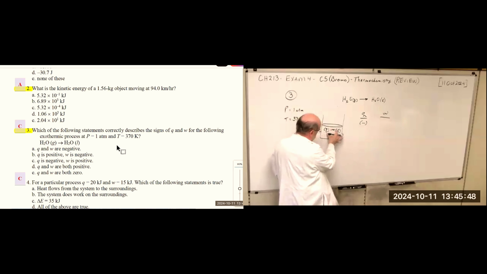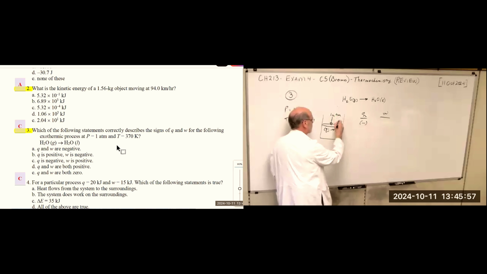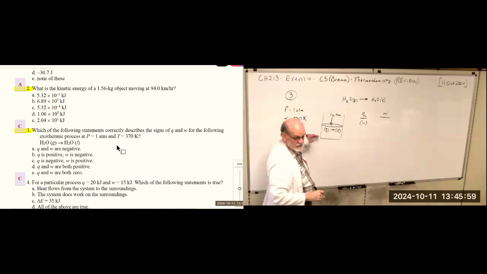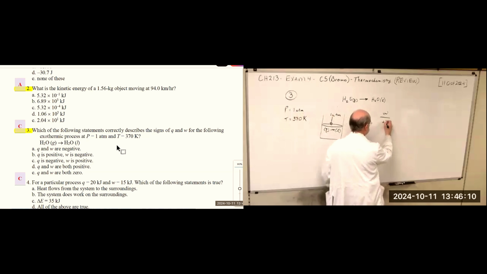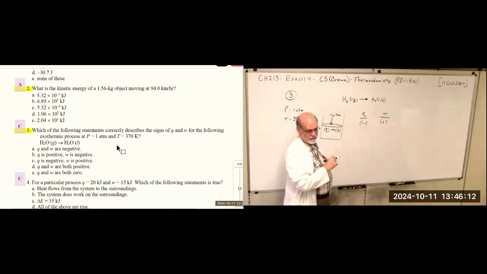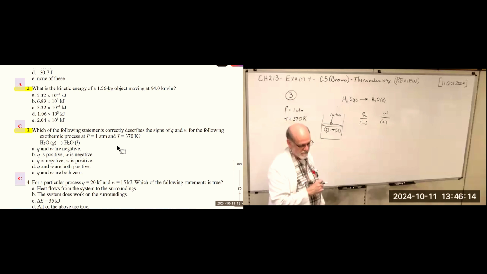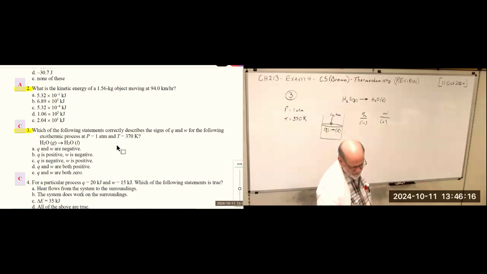If this is the system right here, and the gas condenses to a liquid under a constant pressure, what's going to happen to that piston? It's going to go down, right? That means we're doing work on the gas. So that means this has to be positive. Okay. So C is the answer. Negative, positive.